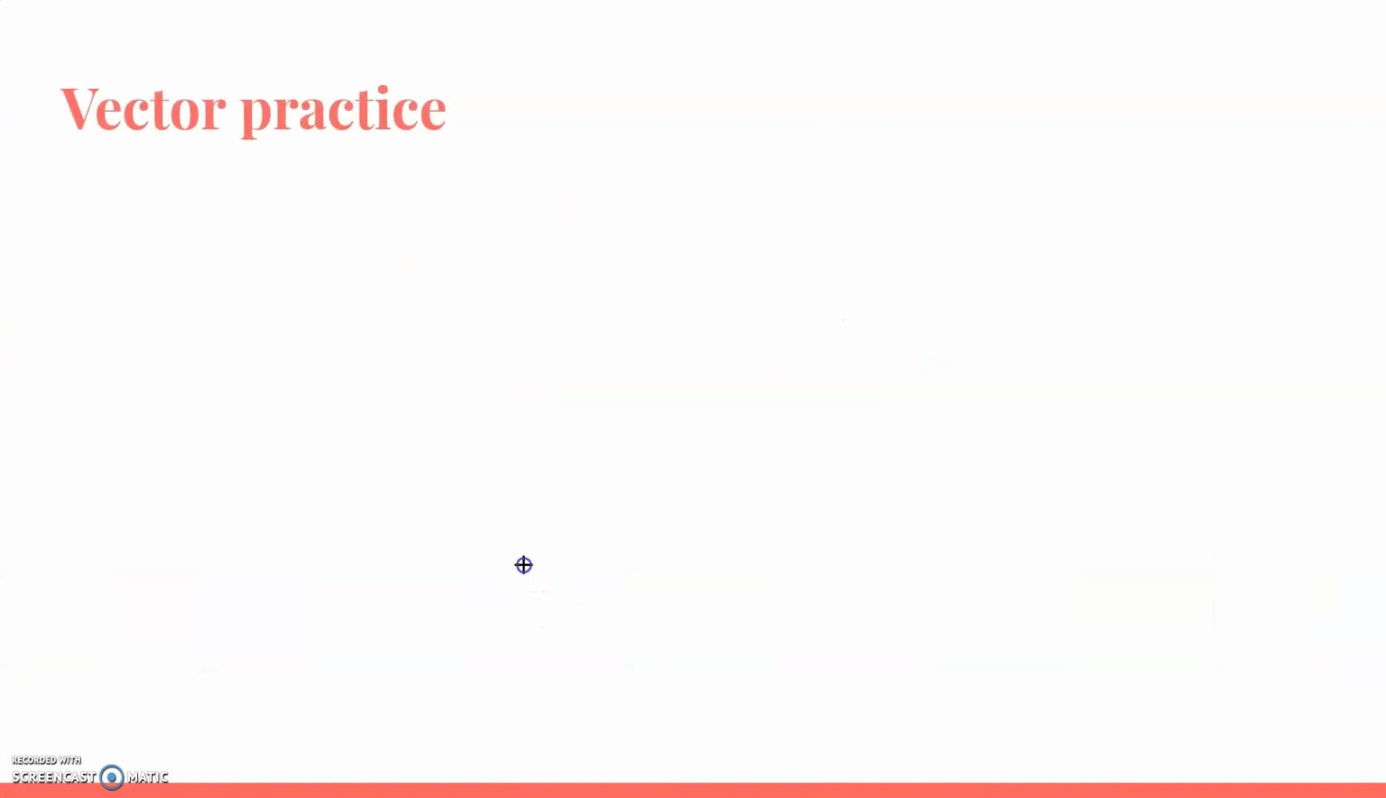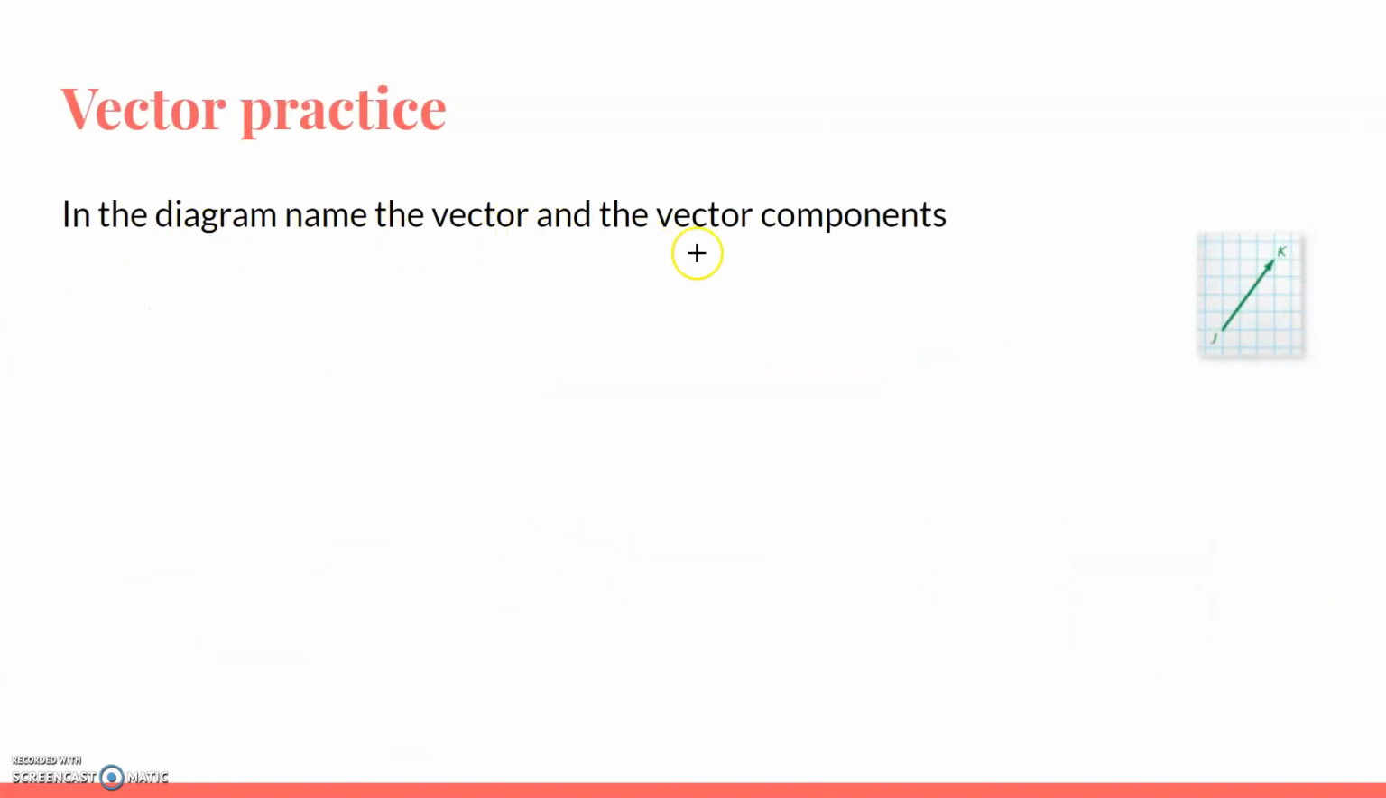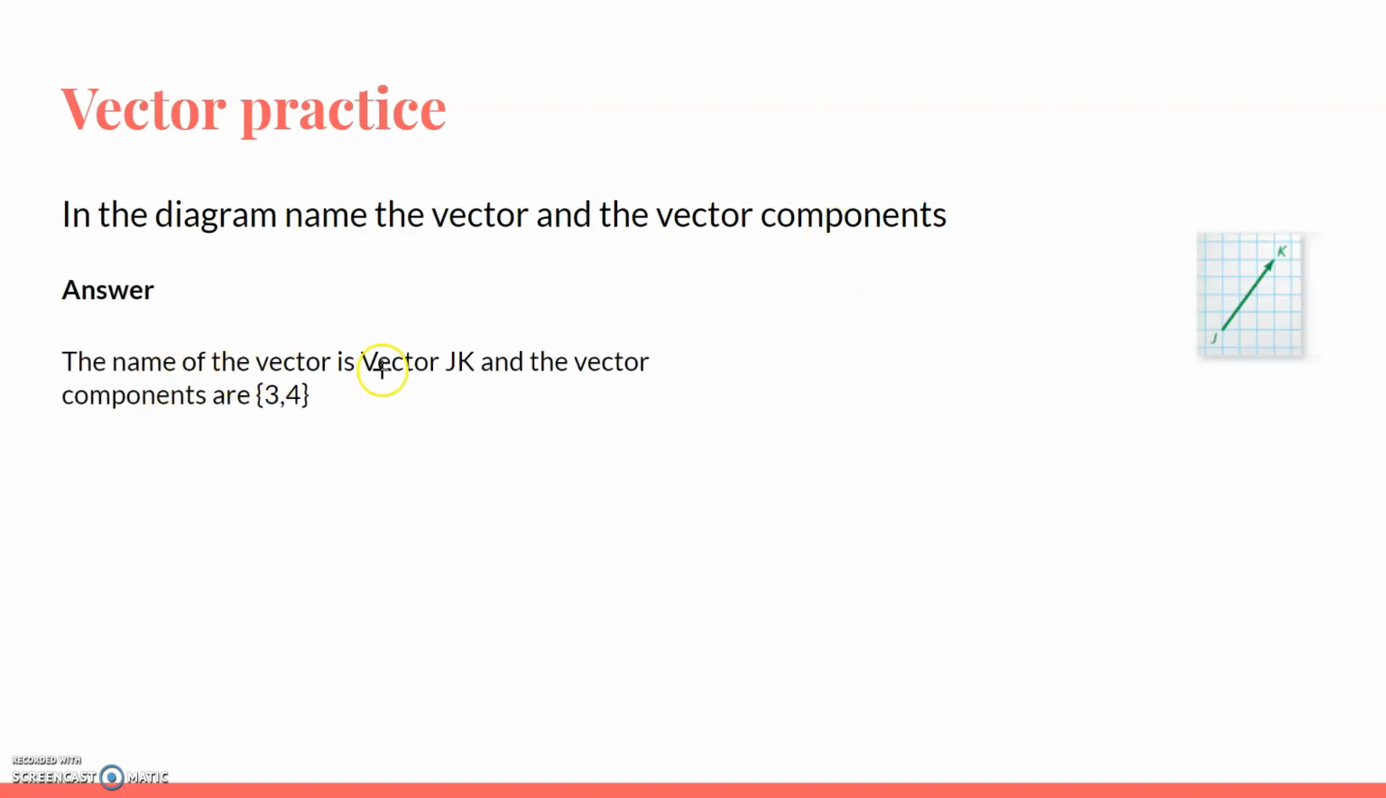Alright, so some vector practice. In the diagram, name the vector and the vector components. Pause the video, give it a shot, and then come back for the right answer. Alright, so now that you're back, the answer would be, the name of the vector is vector JK, the starting point and the ending point being the 2 letters in our name, and the vector components are 3, 4, as it goes 3 to the right and 4 up.